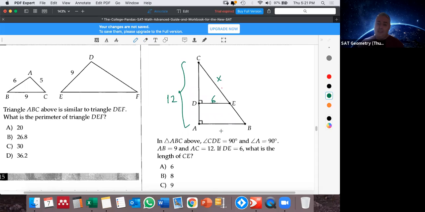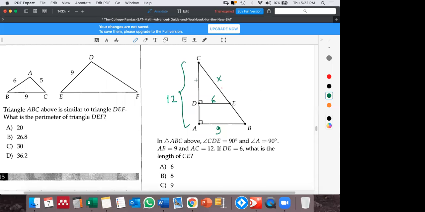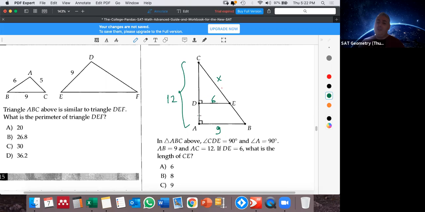CE is X. AB is 9. Okay, so tell me one more time, how did you find this? But this is extra work needed. Why extra work needed? You should call, for example, if this is A, this is 12 minus A. So A over 12 minus A is equal to 6 over 9.